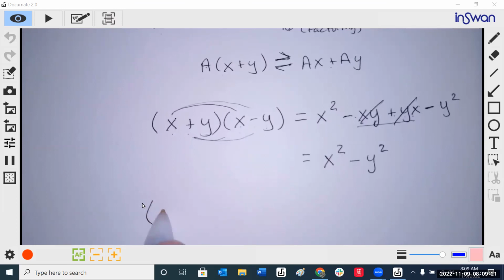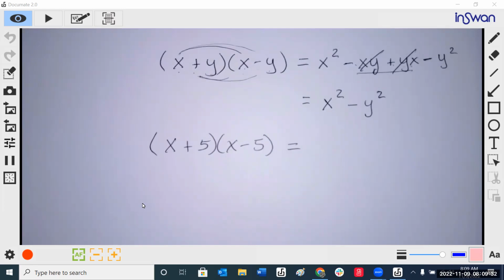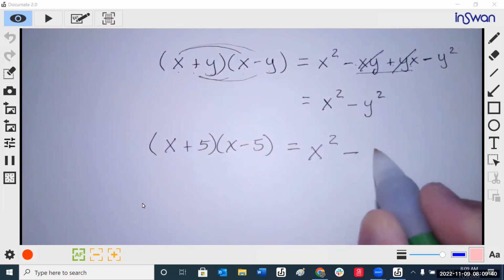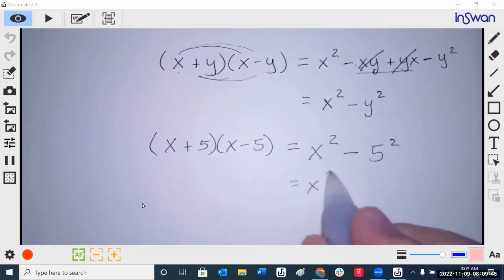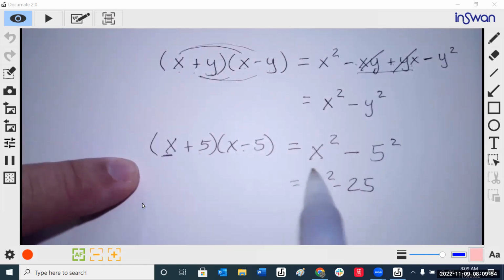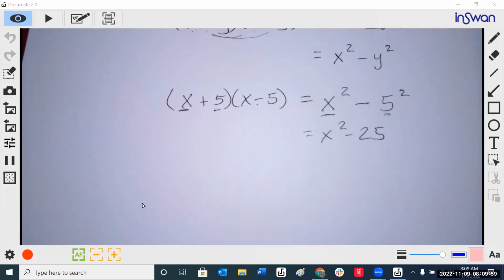So if I give you this, what would you get? Minus 5 squared. X squared minus 25. Because they're both x and 5 with different signs. So take the first number, square it, take the second number, square it, and put a minus between them. That's all it tells us to do.